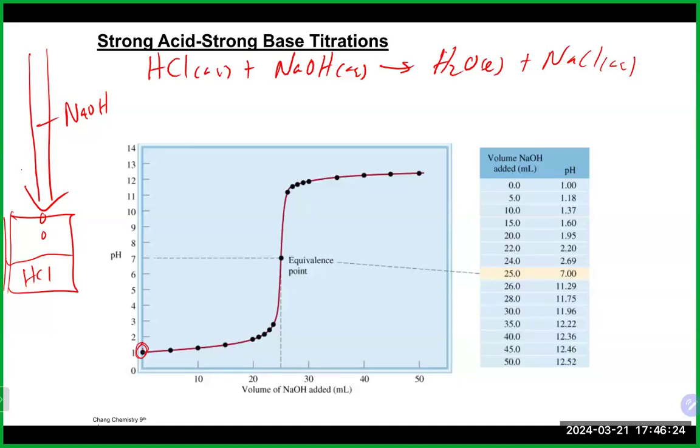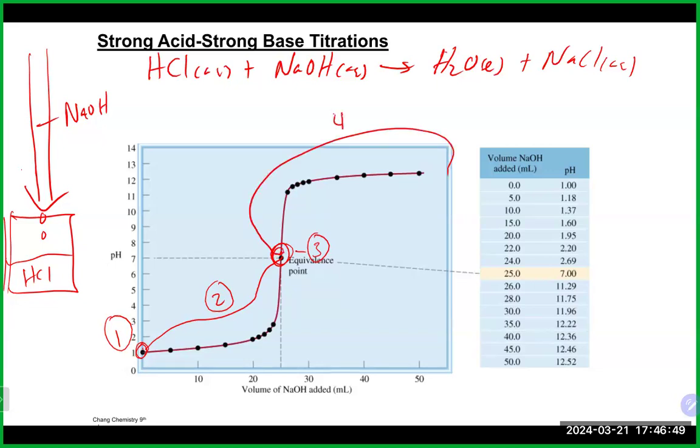We have at the very beginning here, part number 1. We have after we add the first drop to before the equivalence point. That's like the second part of the titration curve. We have right there at the equivalence point is the third type. And I'm sure you all stopped at the equivalence point, but just in case you didn't, and that pink color didn't stop you, and you just keep going past the equivalence point, that would be the 4th part of the titration curve.